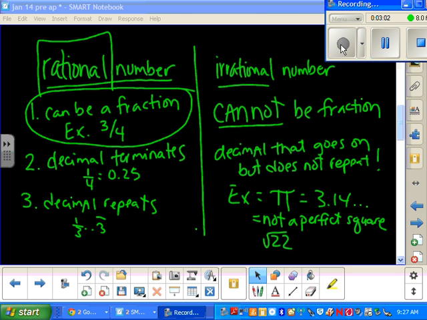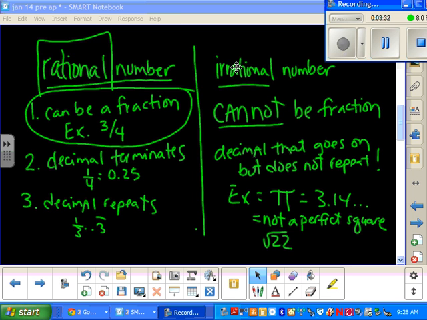The second characteristic is that the decimal terminates. For example, if you have the fraction one fourth, you already know that it's rational because it's a fraction. But also, when you convert that to a decimal, you get 25 hundredths, and that decimal stops. So it terminates, therefore it is rational. And lastly, if the decimal repeats, it is a rational number. For example, a third is a fraction, so you already know that it's rational, but the decimal form is 0.3 repeating, so therefore it's rational.